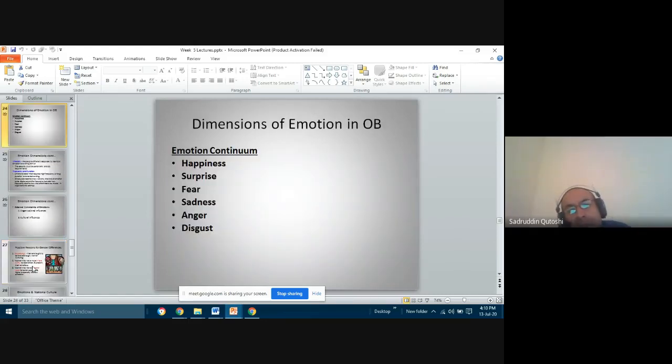So there are some dimensions of emotion. For example, in organizational behavior, when we look at the emotion of an individual, we look at the emotion along a continuum, not only at a single static point, but rather we look at the dimensions of emotion along a continuum. For example, at one side you look at happiness, at the other side you can see disgust and anger and sadness, fear, and up to surprise and happiness.